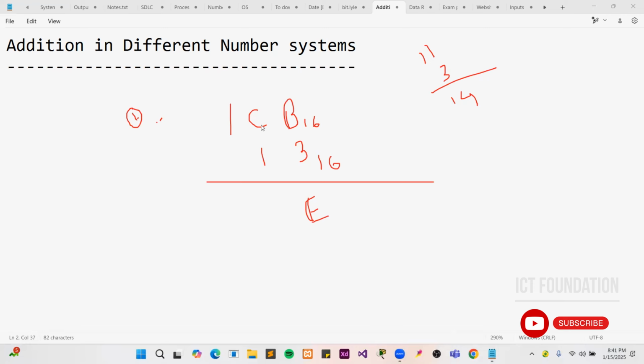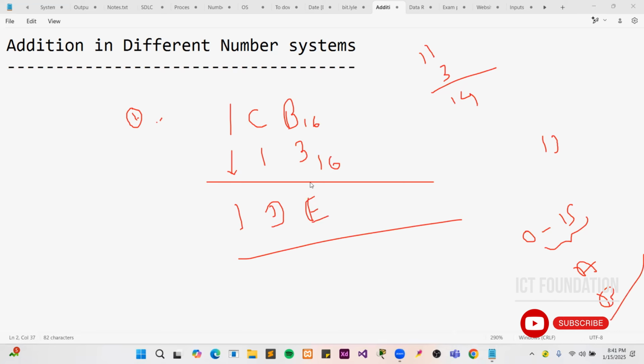Then C means 12. Then 1, 12, 13 will be the correct answer. 13 means D. Then the 1 will become the carry. Then 1DE is the correct answer for this calculation. If we are getting numbers from 0 to 15, we can directly write them. If we are getting 10, we write A. Once we are getting a value as 11, we write B. Like that, we can calculate.